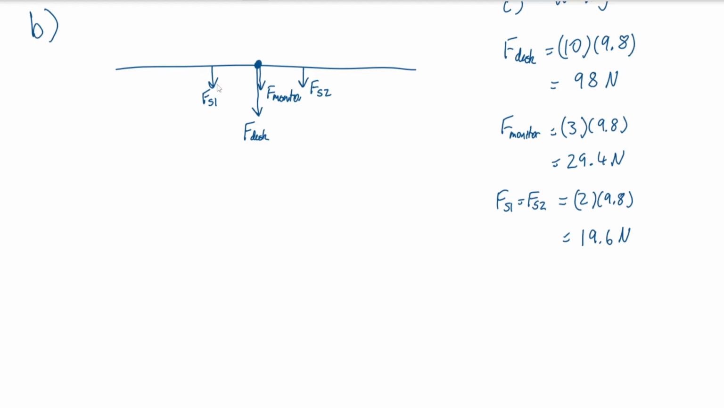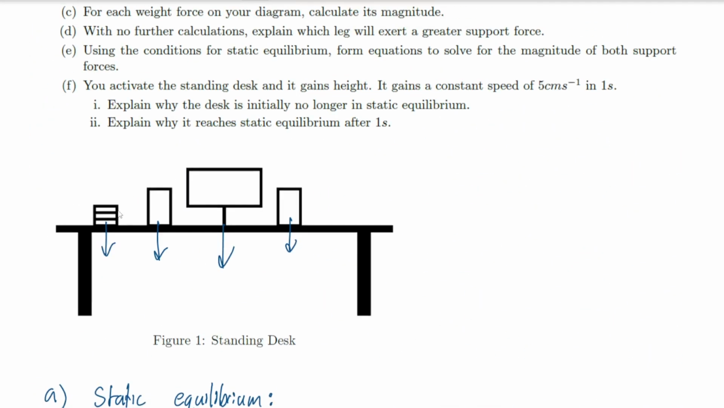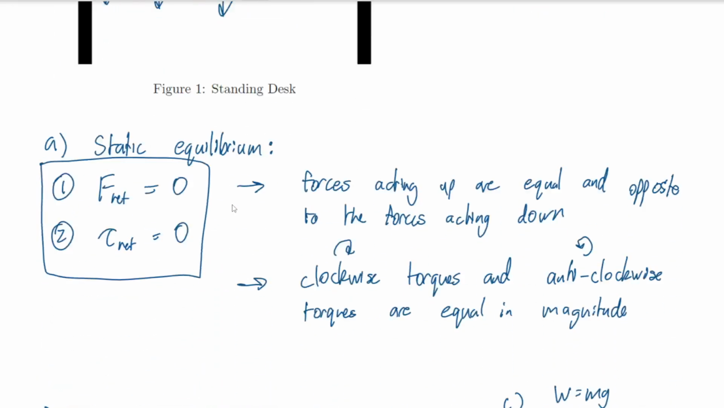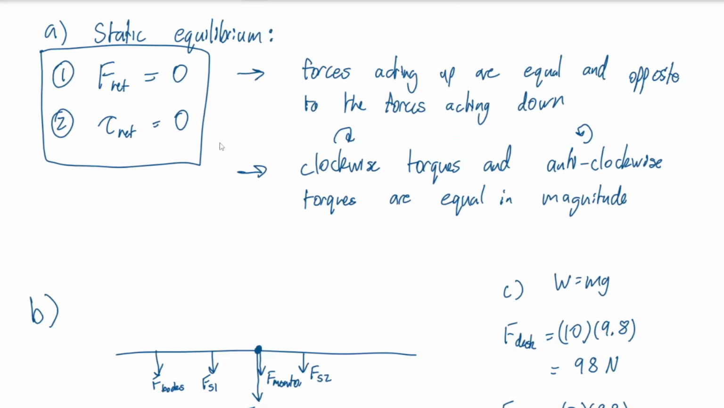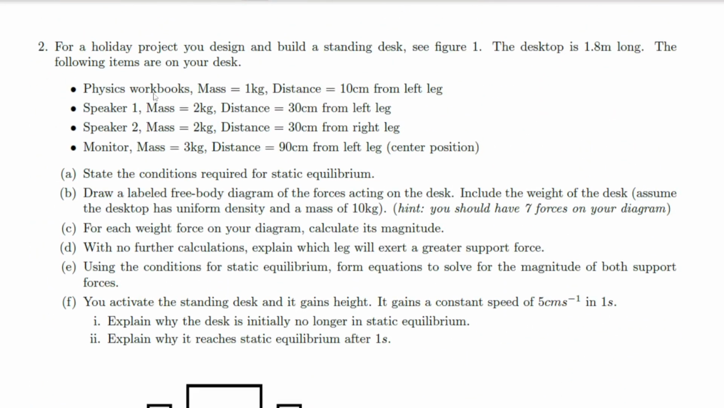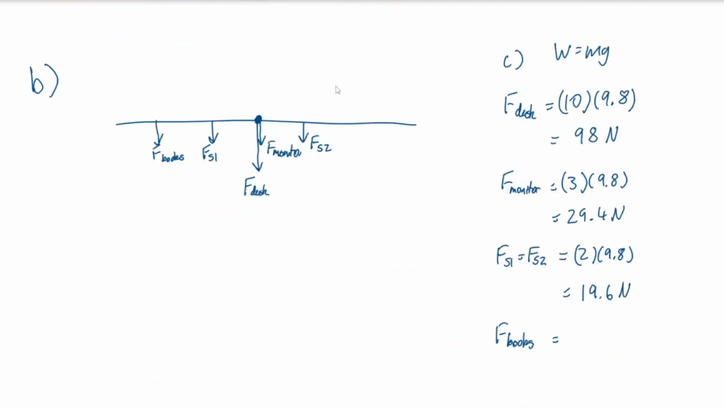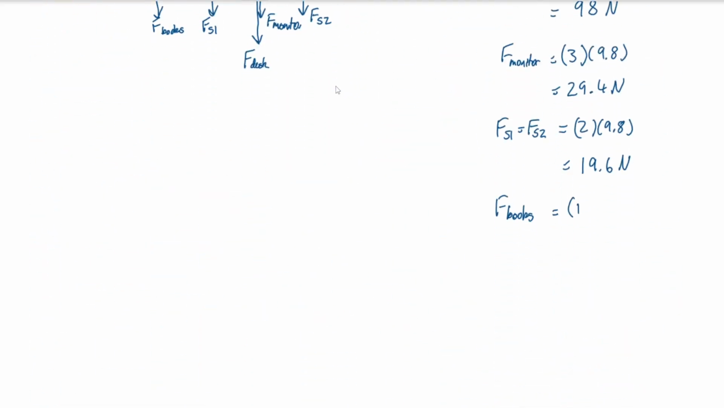So how many do we have so far? 1, 2, 3, 4. Oh, of course, our physics workbooks, essential, and that's towards the left. So F books, with an S, because we have so many. And our books had a mass of, I think it was 1 kg. Yep. That's a very challenging calculation.